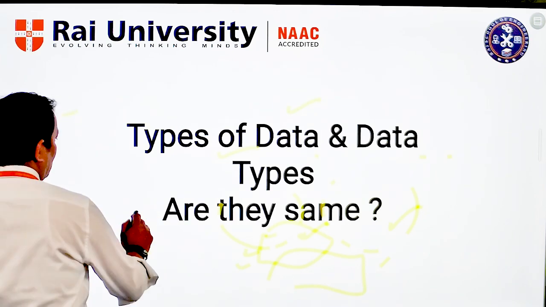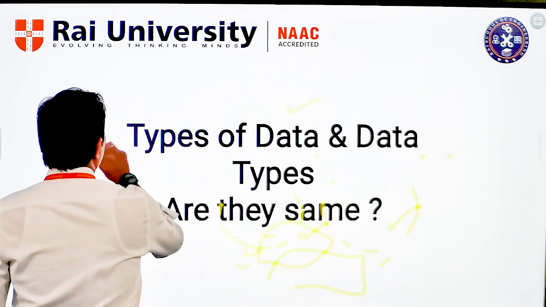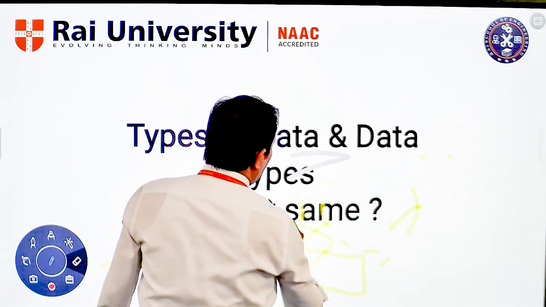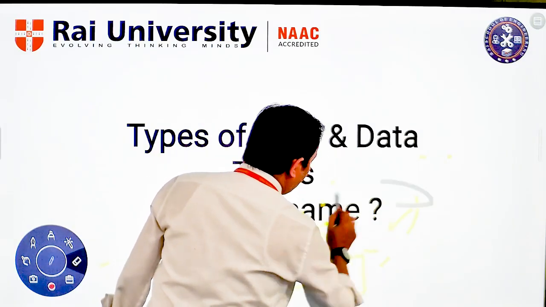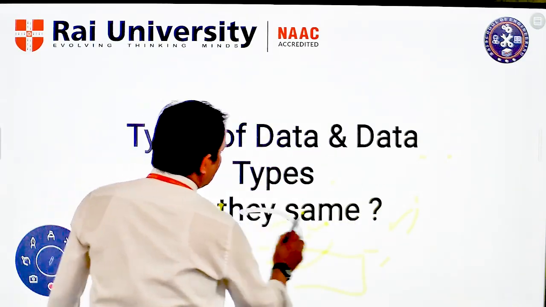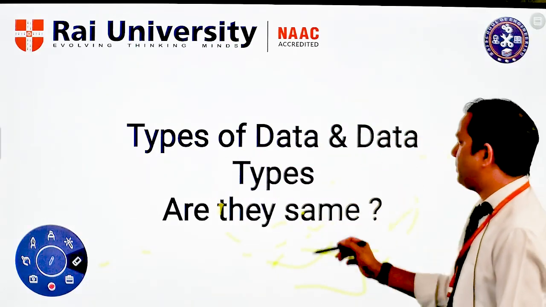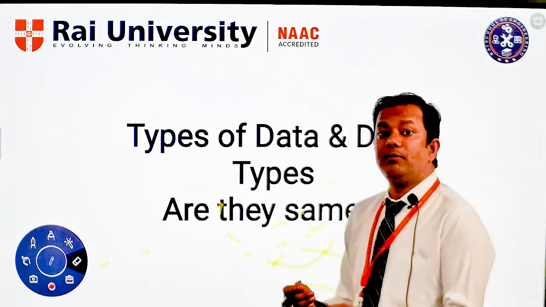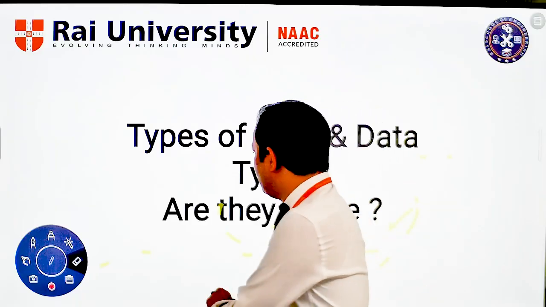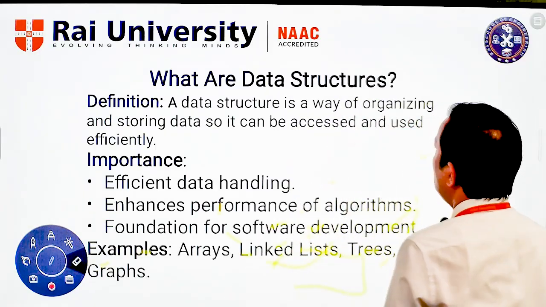Now it is very obvious to understand the two things here. First of all, what is the data type and types of data? Are they the same, or do they have some difference? You can see I have written here, types of data and data types. Are they the same, or different? So let's have a look here.